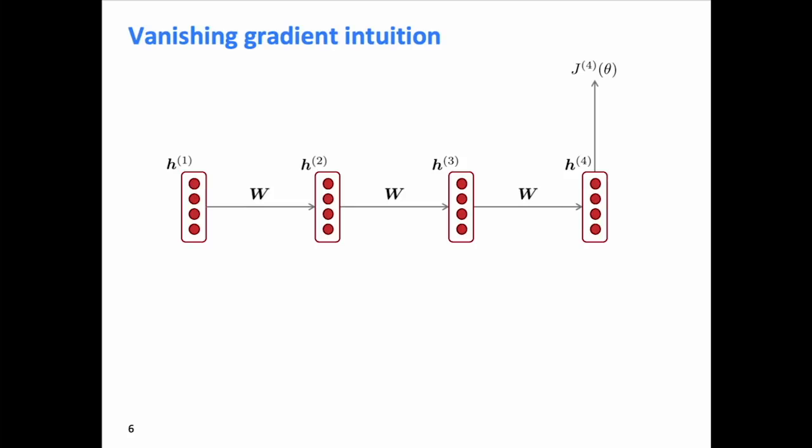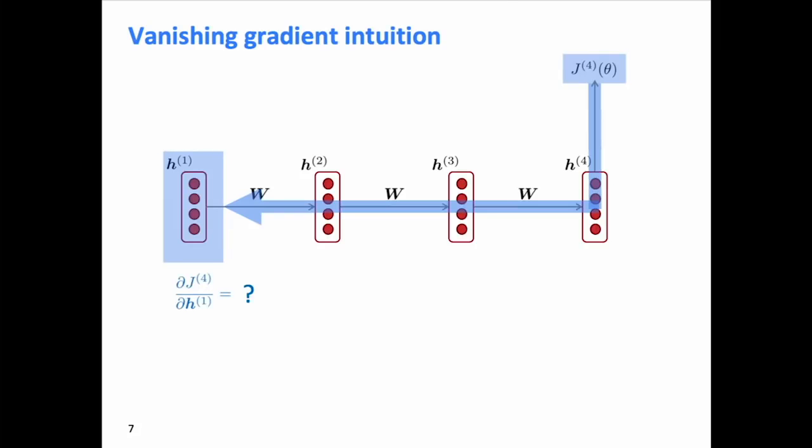So here we have an RNN with, let's say, 4 steps. And suppose that we have some kind of loss, that's J4, and that's computed based on the 4th hidden state. So let's suppose we're interested in asking, what is the derivative of this loss J4 with respect to the hidden state H1, the first hidden state? So I'm representing that with this blue arrow notation to represent how we have to make the gradients flow backwards in order to compute this.